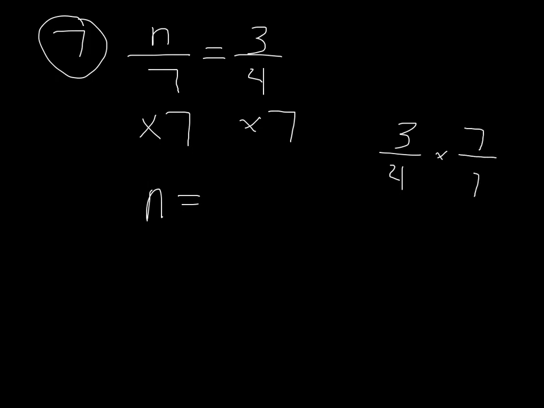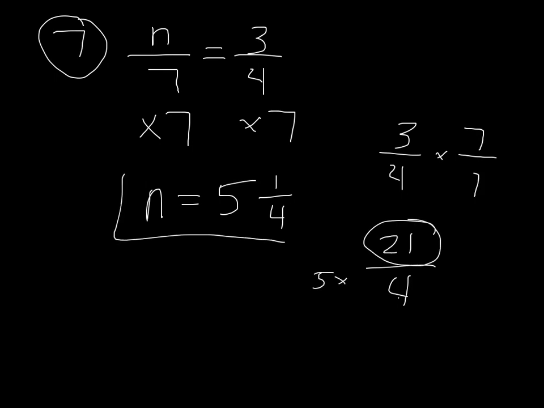Okay, 3 times 7 is 21/4. So I'd say, how many times can 4 go into 21? Well, it can go in there 5 times. I'm left with 1 left over because 4 times 5 is 20, and I have 21. So that would be 5 1/4. So that one's considerably easier because we're not dividing fractions and that sort of thing, because we would have that whole number right there.